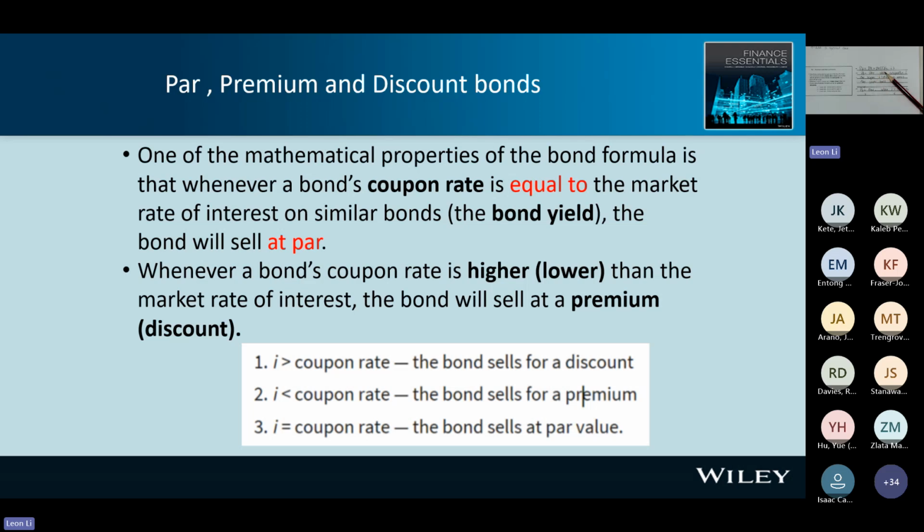But after day 0, market rate will change. And I know higher market rate, higher discount rate, lower bond value. All right. Therefore, we have this result. Okay. So I hope you can remember the result in a simple way.